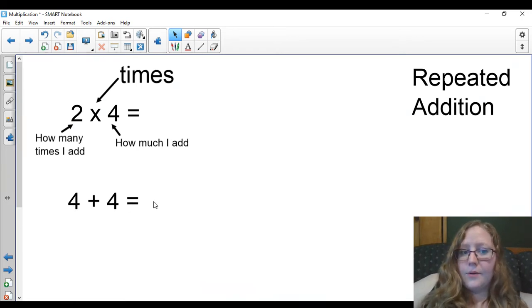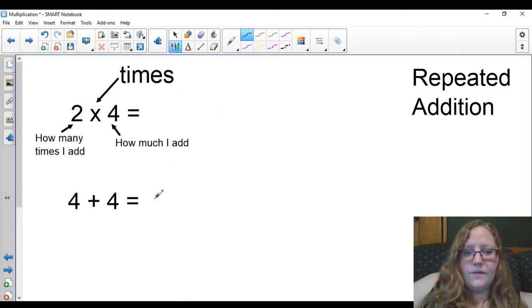I'll do an example with a bigger number in a few minutes. But for our purposes, we can add 4 and 4. You know your doubles well, and it's going to be 8. So my answer is 8. We knew that from last week.